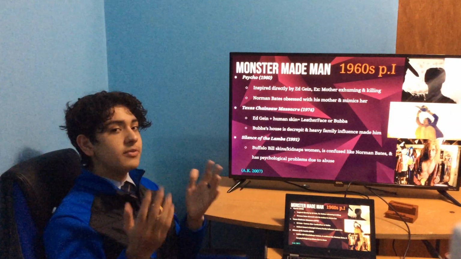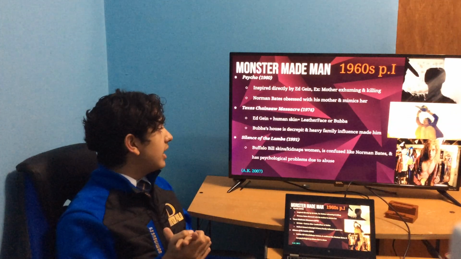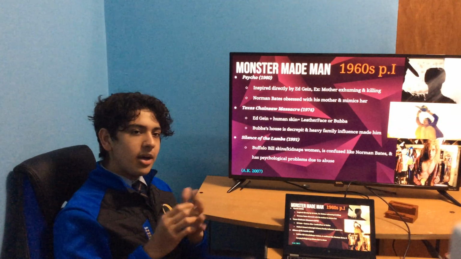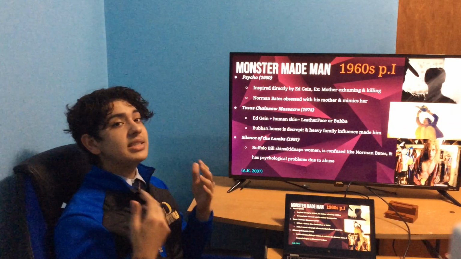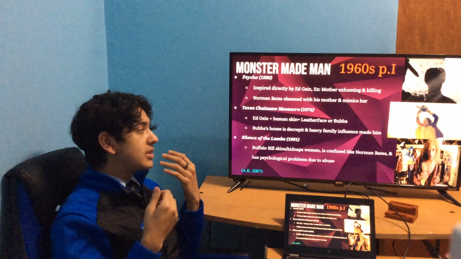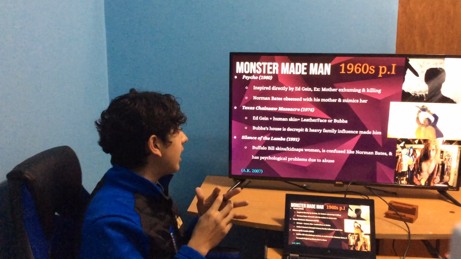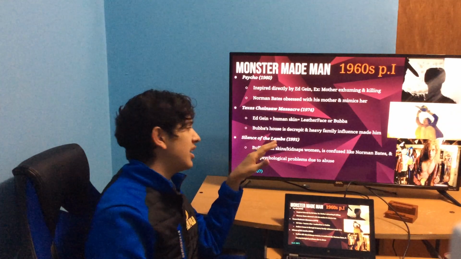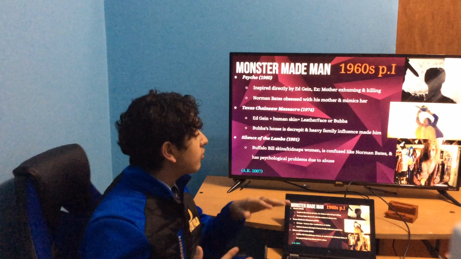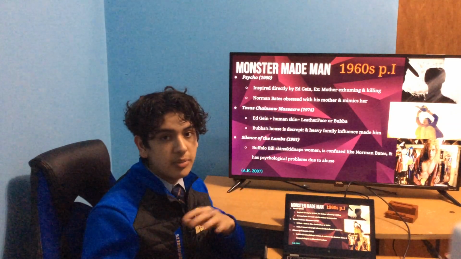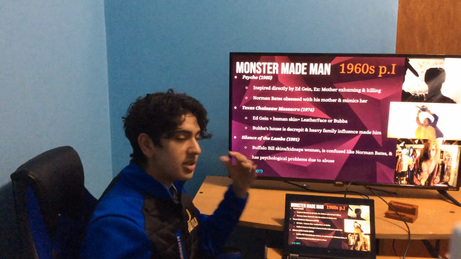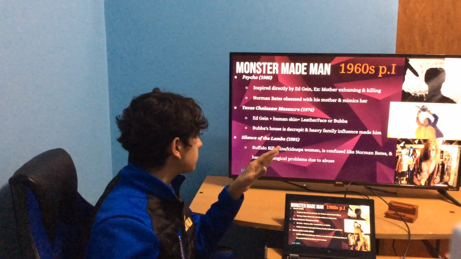Texas Chainsaw Massacre in 1974 is going to focus more on Ed Gein's obsession with human skin, and Leatherface or Bubba is going to skin people and place their skin on his, and Bubba's house also is going to be decrepit with garbage all over the floor, just like Ed Gein's. There's going to be a heavy family influence that created Bubba into who he was today, or who he turned into.